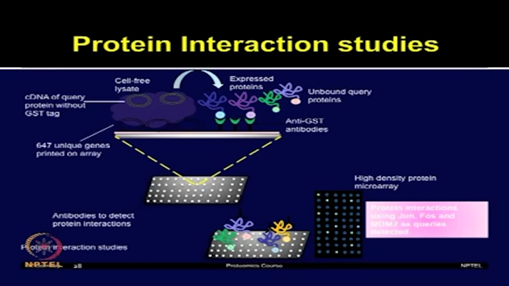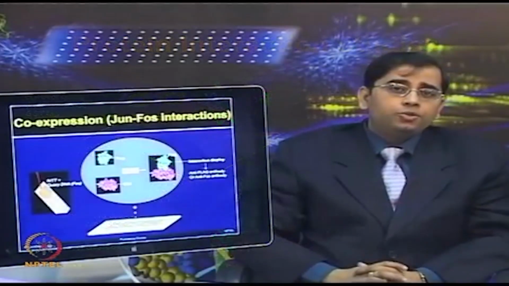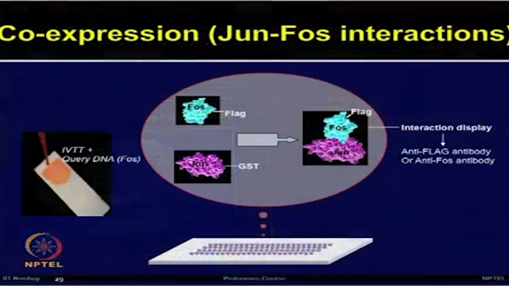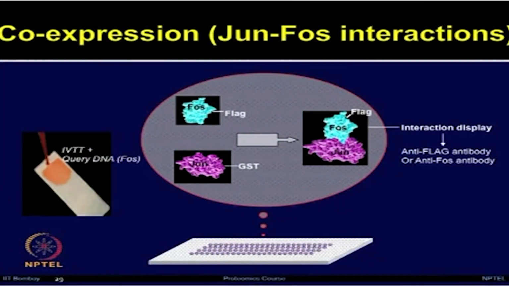Many times these interactions become unidirectional. It becomes very tedious to show that the interaction is working in either direction. But in this study, authors showed that the protein interaction of Jun and Fos can be shown in both directions. Now, in addition to showing that protein expression and protein interaction work, one interesting thing from this study is that a co-expression can be performed. For example, there is not even a need to purify the protein which is used as a query protein.